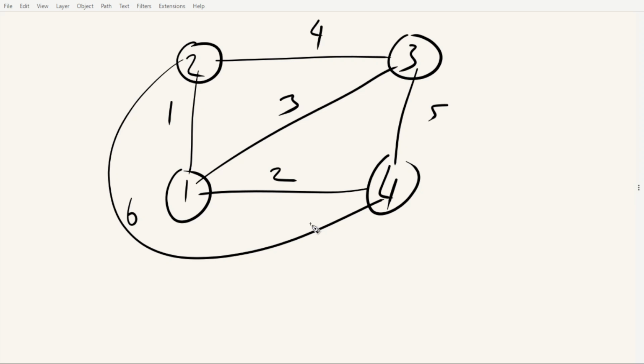So we follow the bottom up approach. We start with the smallest subproblem of size 0, which is trivial. So first we find G(2, phi).